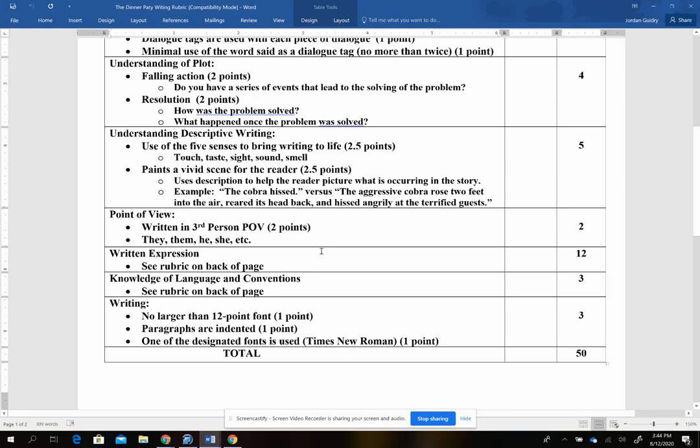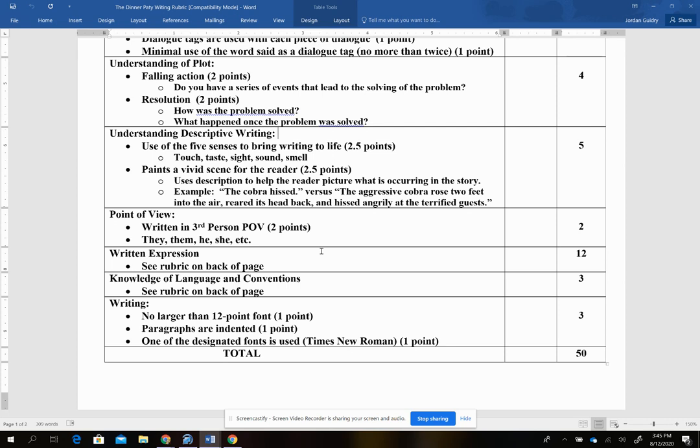Written expression. So you're going to have another rubric, which is going to be our state rubric that you want to use for this, and we'll look at that in a second. And then you have your knowledge of language and conventions. So again, this is going to be your grammar that's going to be used based on the state rubric. Then you have your writing. No larger than 12-point font, and so that's going to be 1 point. So you can't just choose a random font like a 15 point or 18 to try and make it fill up an entire page. Your goal is to try and fill a page minimum on 12-point font.